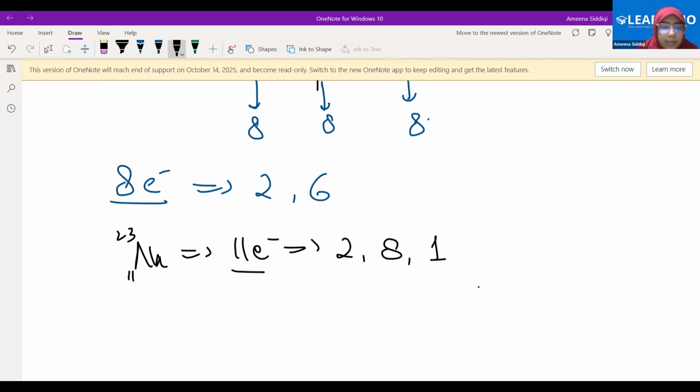Okay. Quickly tell me the electronic configuration for aluminium, which has the atomic number as 11. All of you, quickly tell me. No one will answer. I will ask someone and that person will answer.